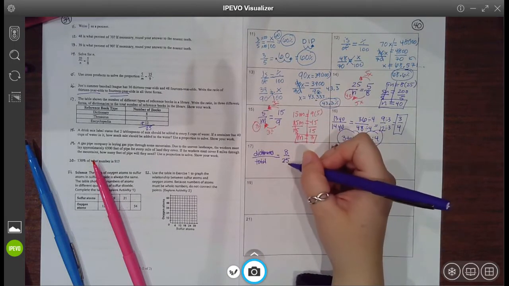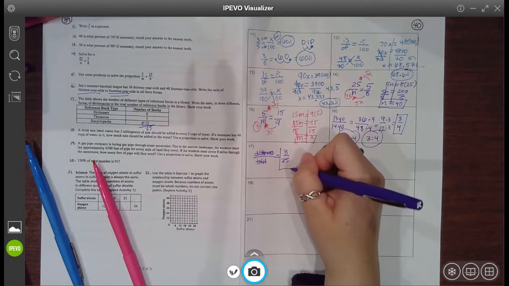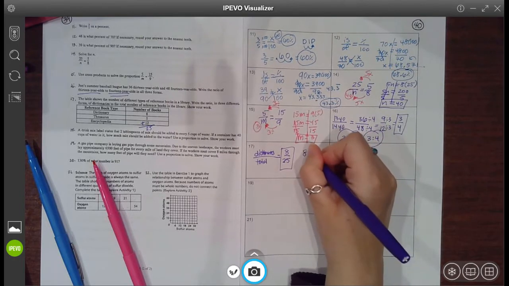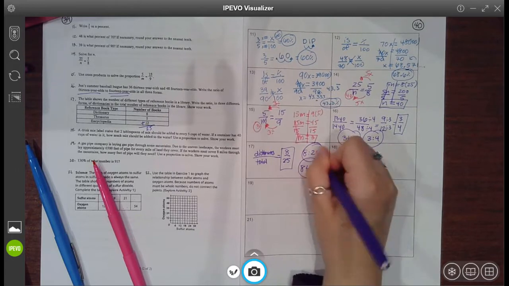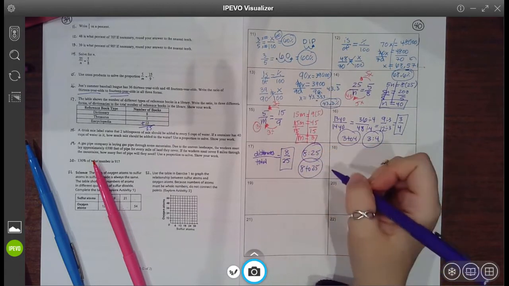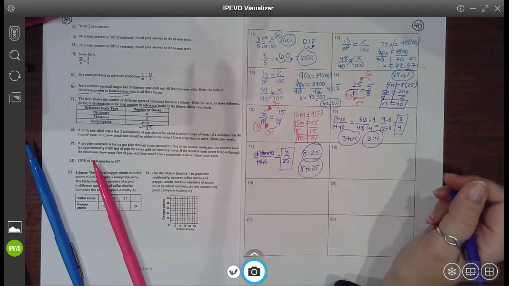Can I reduce that? Well, the only number that can go into 25 is 5, and 5 can't go into 8. So that's simplest terms. So just write it the other 2 ways. And there you go. Now you have the total amount of books in all 3 forms.